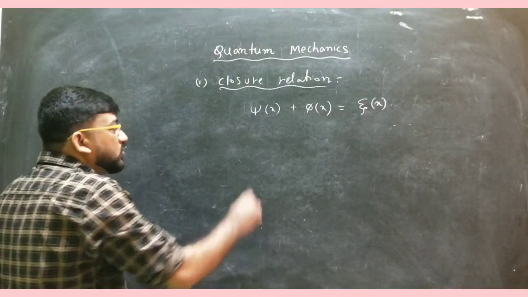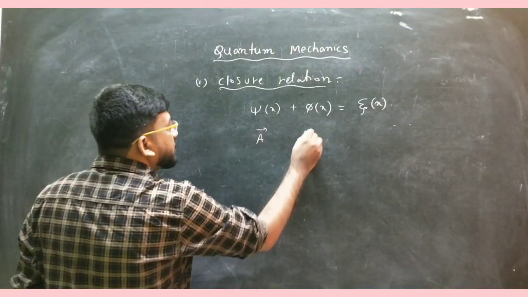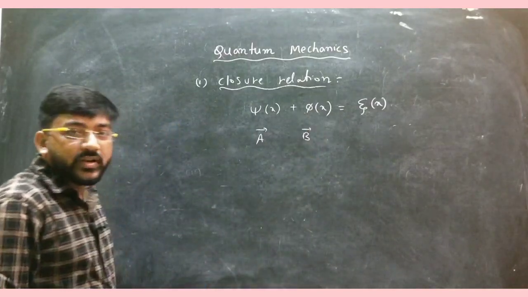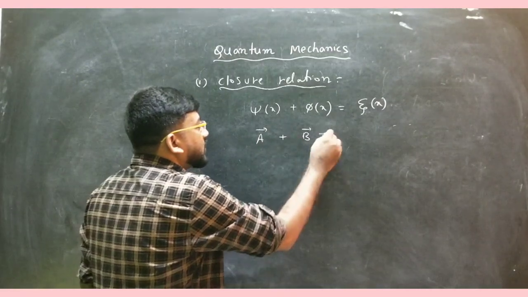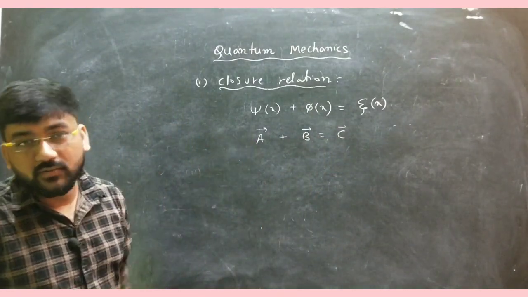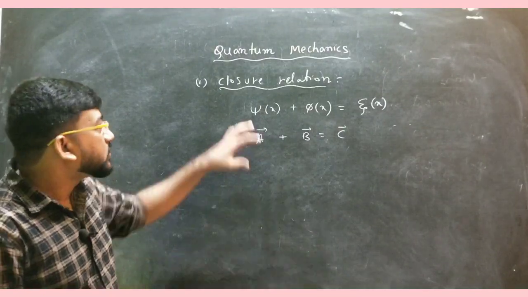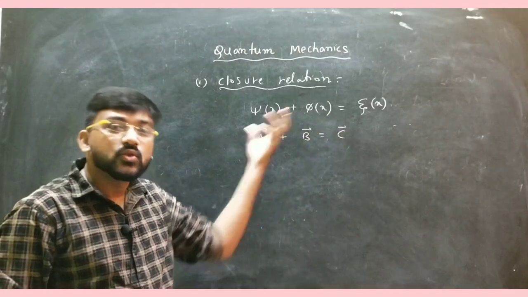As you know, if you have two vectors, one is vector a and another is vector b, which are members of the ordinary three-dimensional vector space, and if you add these two, you will get another vector that will also be a member of the ordinary three-dimensional vector space. So this is a closure relation. If you add any two members, you will get a third member that is also a member of that space.